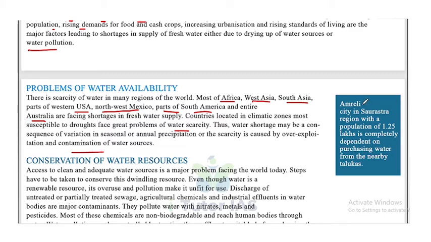Look at this. Amreli city in Saurashtra region, with a population of 1.25 lakhs, is completely dependent on purchasing water from the nearby talukas. So the water scarcity or water shortage is very high in that region.